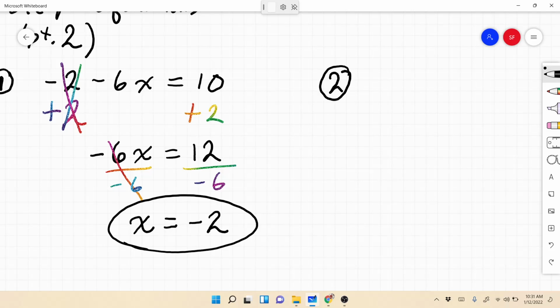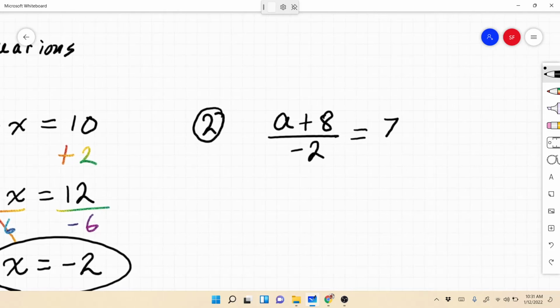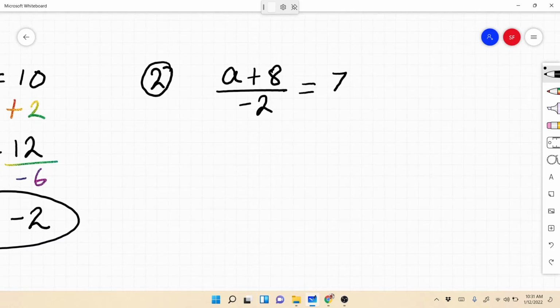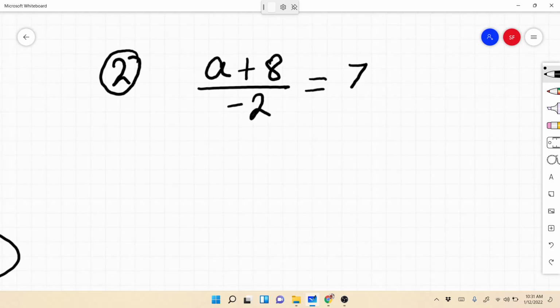Let's change it up a little. Are you ready? It might get scary. We're going to do a plus 8 all over -2 equals 7. Oh, that's fun. All right, so this is still a two-step equation, believe it or not. It looks scarier, right? Because of that crazy line under there.